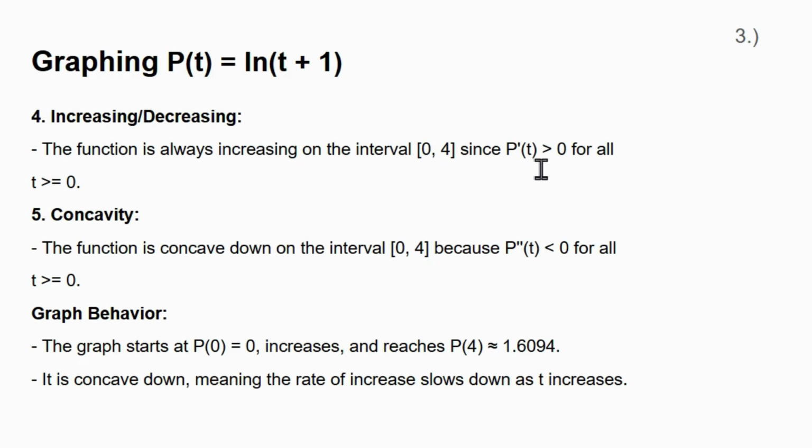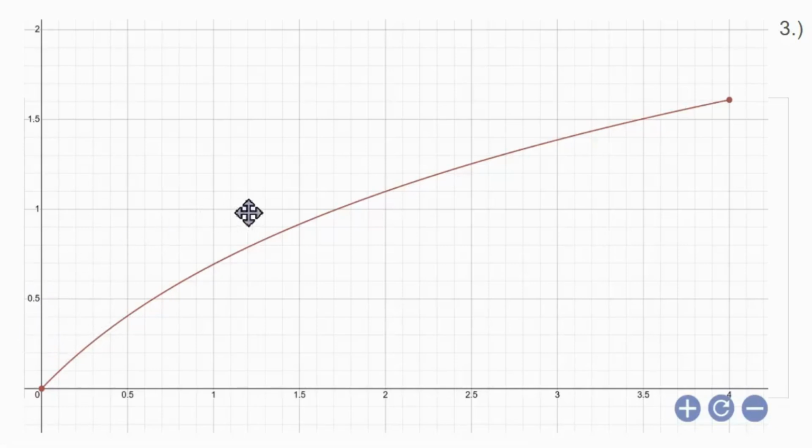Since the first derivative is always greater than 0, the function is increasing, and it is concave down on the interval because the second derivative is negative for any value greater than or equal to 0. The graph starts at 0, increases and reaches 4. It is concave down, meaning the rate of increase slows down as t increases. This is the graph of the function.